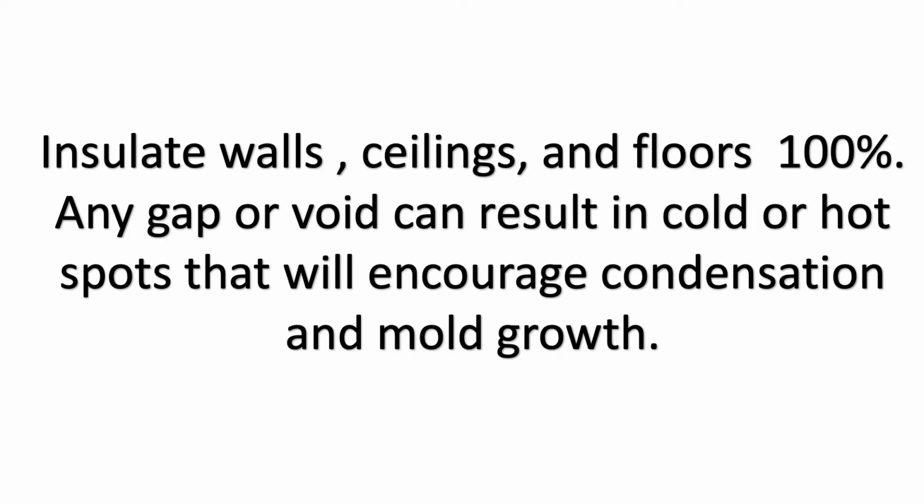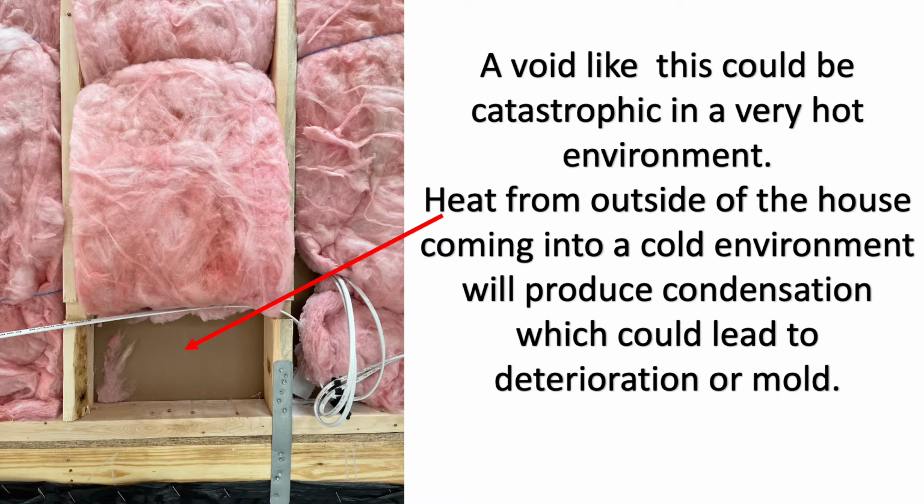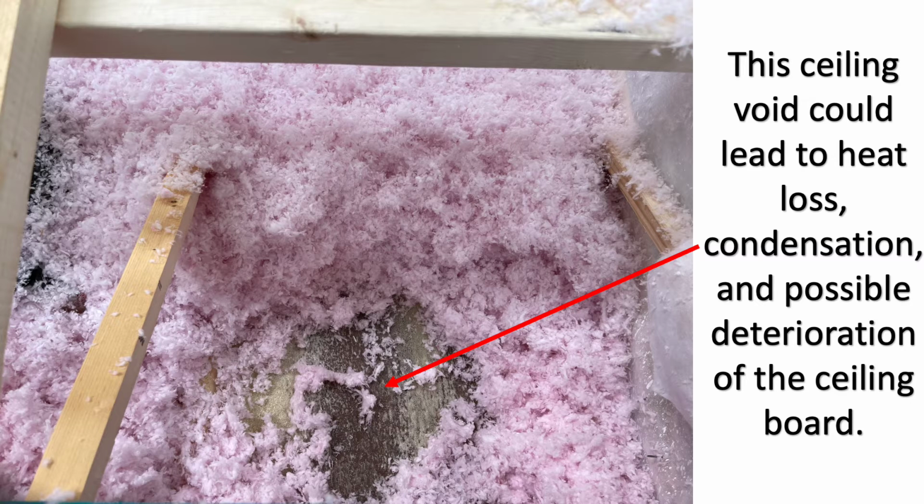Insulate walls, ceilings, and floors 100%. Any gap or void can result in cold or hot spots that will encourage condensation and mold growth. A void like this could be catastrophic in a very hot environment. Heat from outside of the house coming into a cold environment will produce condensation, which could lead to deterioration or mold. This ceiling void could lead to heat loss, condensation, and possibly deterioration of the ceiling board.